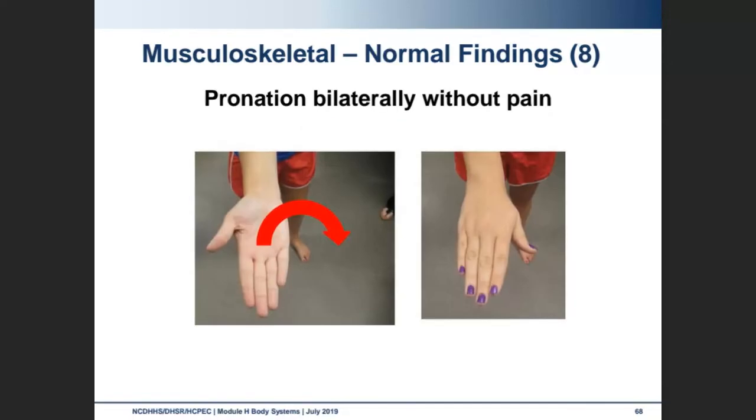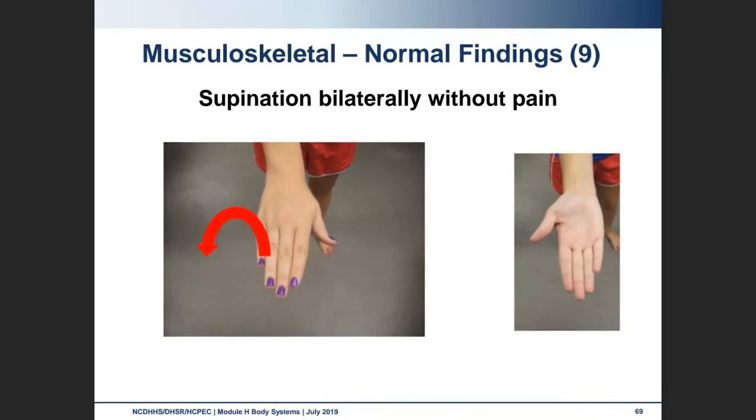There's also pronation and supination. When we say something's prone, which we've talked about in previous lectures, that's when something's on its belly. When something is supine, it's on its back.